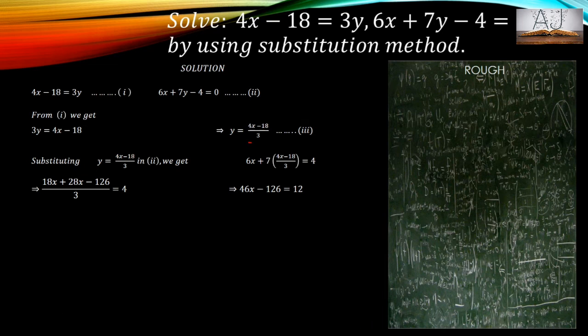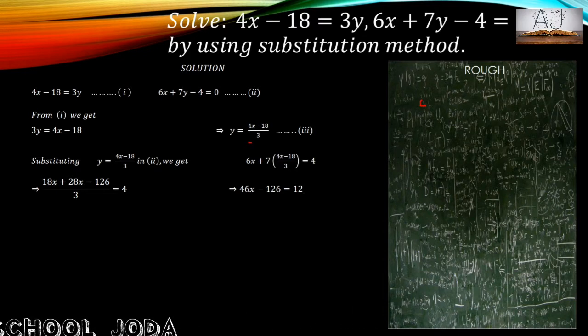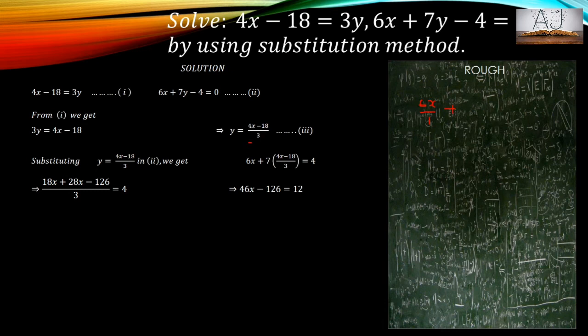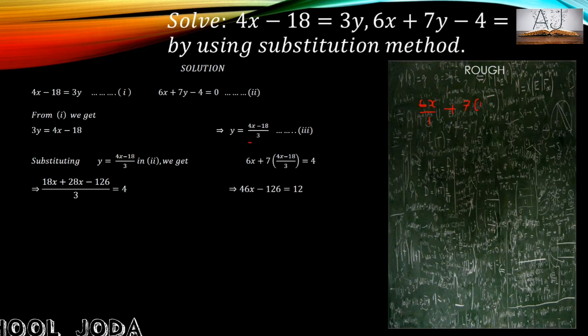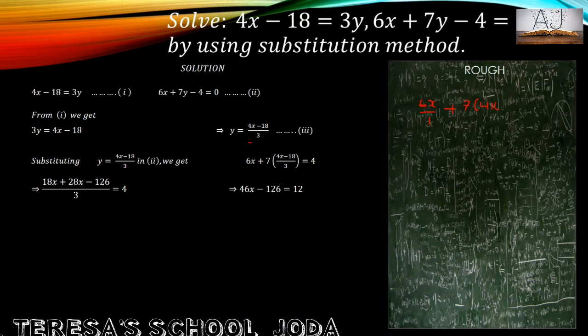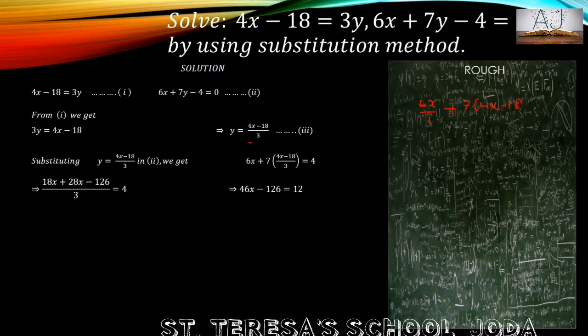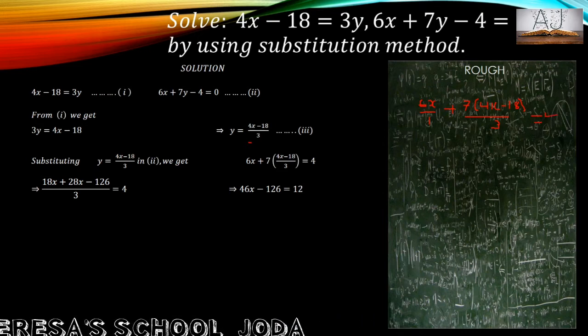Oh, you didn't understand this? Doesn't matter. I'll tell you how we did the LCM. See it in the rough work. We had 6x plus, 6x can be written as 6x by 1, plus 7 into the variable which we got, (4x minus 18) by 3. So 4x minus 18, whole by 3, is equal to 4. Now we have to find the LCM.